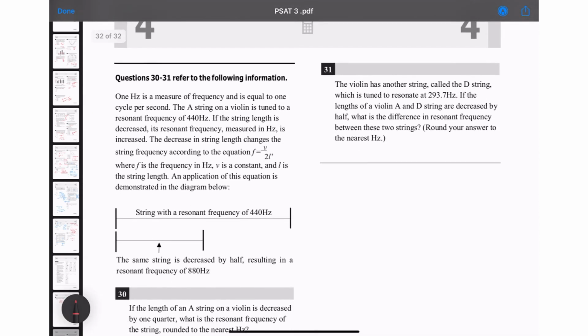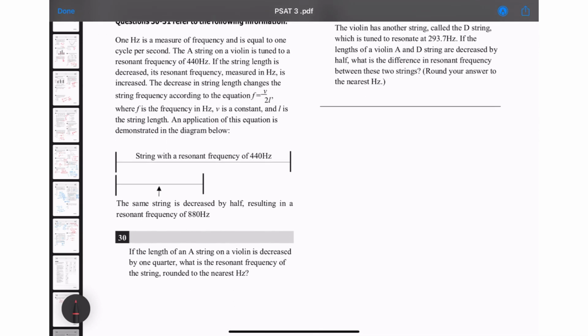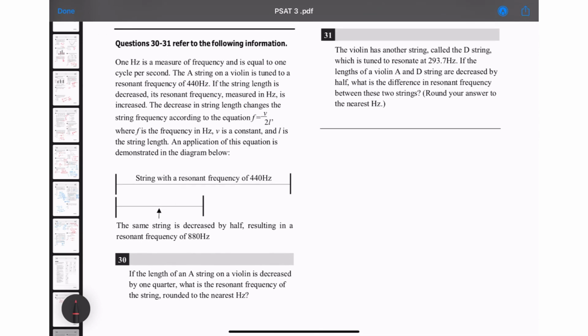Let us go to question number 30. Now see, 30 and 31 are based on this given information, but it is given 1 hertz is a measure of the frequency and is equal to 1 cycle per second. This information is of no use if we look into the question afterwards. The A string on a violin has resonance frequency 440 hertz. Just underline this. String length is decreased. Now when it is decreased, the frequency increases. So on decreasing length, resonant frequency increases.